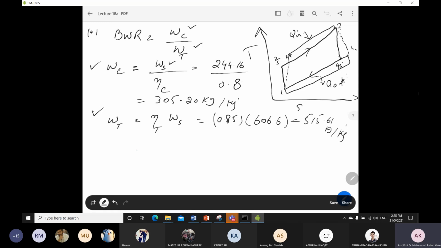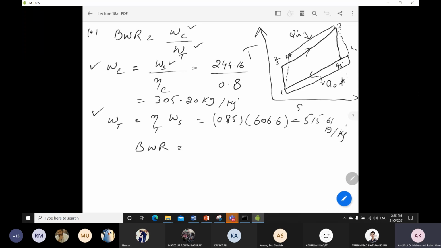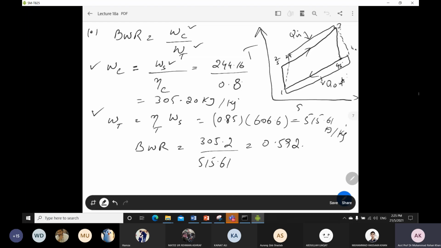So simply you have to take the ratio of these. You will get the back work ratio, which is 305.2 divided by 515.61, and it turns out to be 0.592. So 59.2% of your work is delivered back towards the compressor. If you compare with the previous example 9-5, the value is 40.3%. This means that there is an increase in back work ratio when there are irreversibilities. This increase is due to the irreversibility that occurs within the compressor and the turbine.